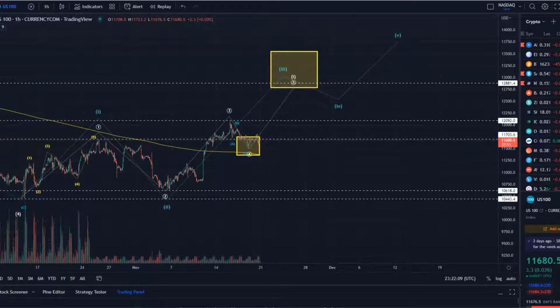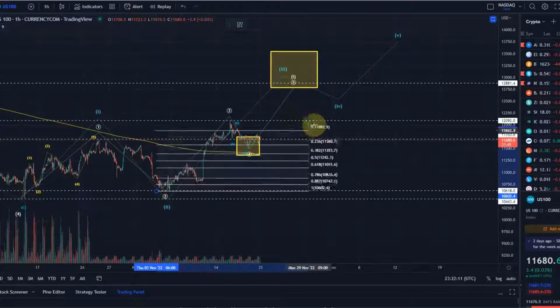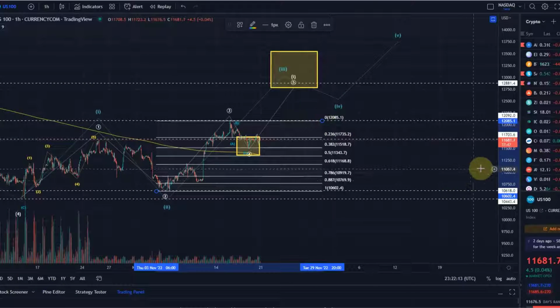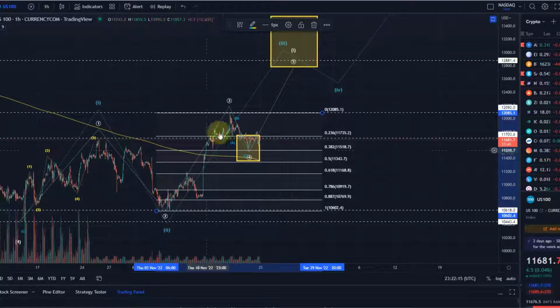This support area is important because it is based on the fibs of the retracement of the 3rd wave here. And we're looking at the area between the 50% fib retracement and the 23.6 fib retracement, between 11,340 and 11,730. So anywhere from here, because the wave 4 should not drop below the 50% retracement.